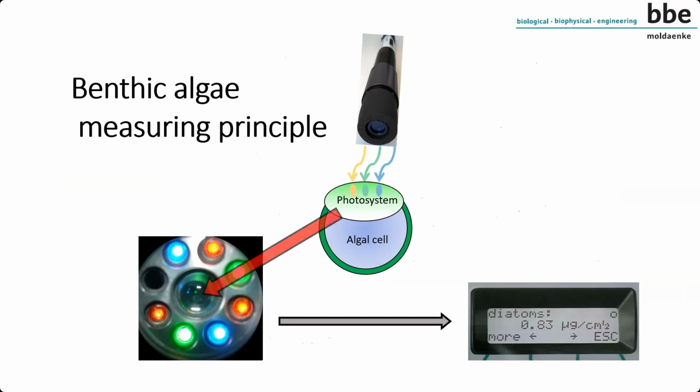So we use this low light excitation where the fluorescence is proportional to the amount of chlorophyll A. And when you measure this, then we have the ability to transfer it electronically and determine the amount of algae which are inside of this biofilm. Here I show you the screen of the instrument itself, which shows some diatoms per area, and it also can show other types, which I show in the next slide.